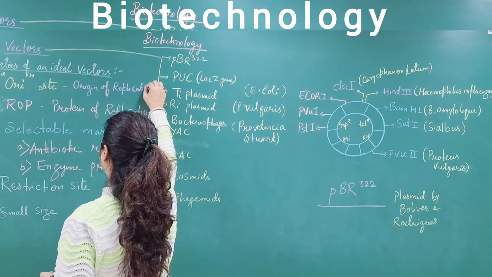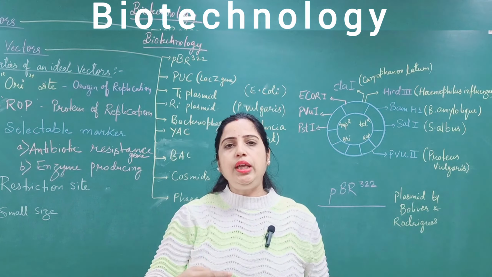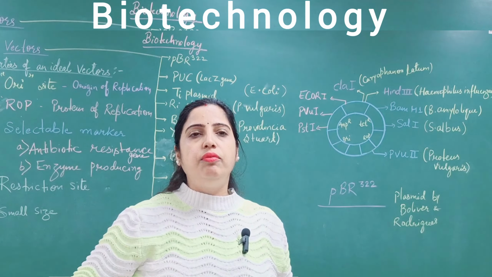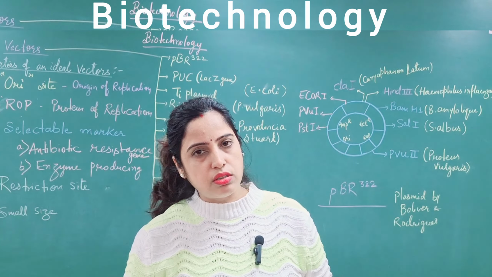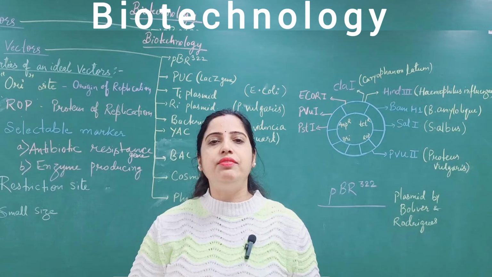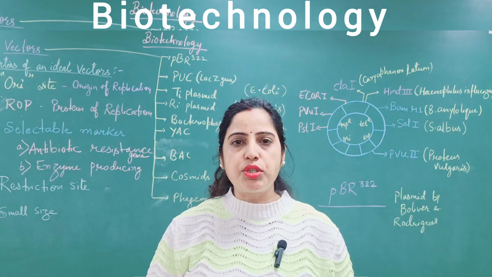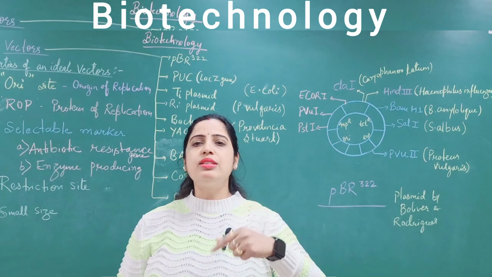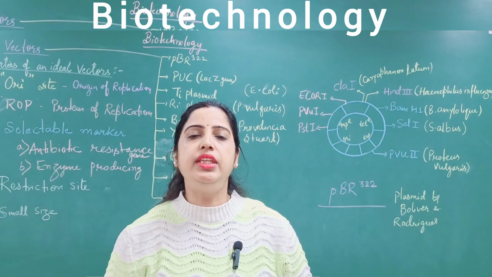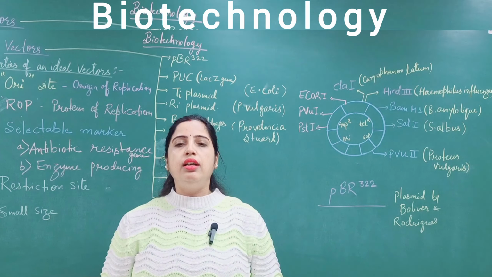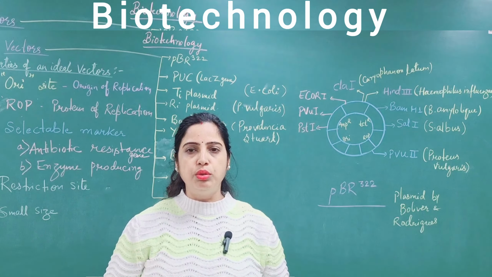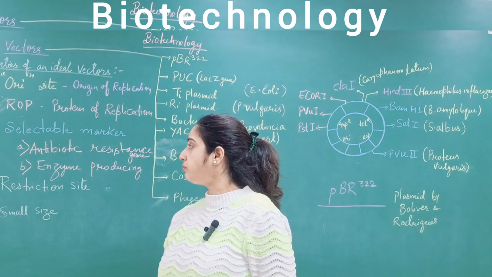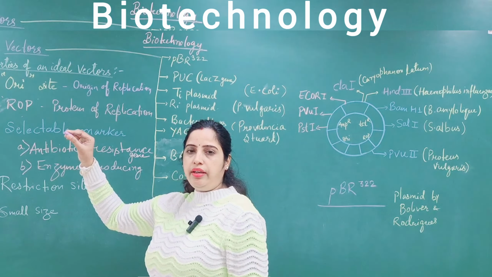Of course, we want our gene to multiply, so that it will produce more and more protein. If the plasmid has this property of replication, then when the bacterial gene or whatever gene they have multiplies, it will also help us multiply the gene of our interest as well. Okay, so I hope you are getting it.